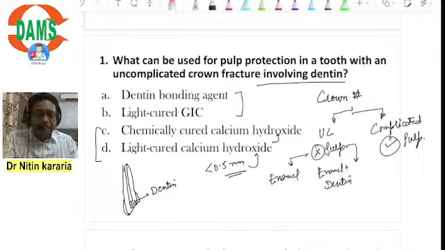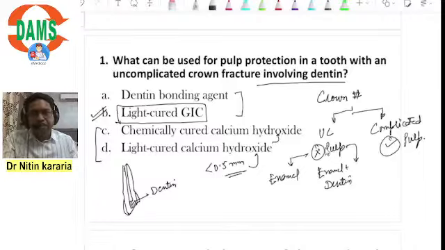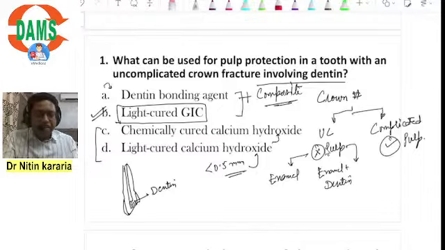Out of the options A and B, light cured GIC is a better option, so it should be the answer over here, because simply putting a dentine bonding agent, had it been dentine bonding agent plus resin based composite, if the option was like this, then A would have been a better option. But as you can see, it was given only dentine bonding agent, so placing the dentine bonding agent simply is not very effective in sealing the dentinal tubules. So to protect, we have to use a light cured GIC. So the answer to this question would be option B.